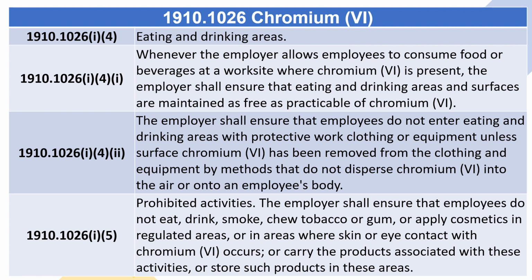1910.1026(i)(5) Prohibited activities. The employer shall ensure that employees do not eat, drink, smoke, chew tobacco or gum, or apply cosmetics in regulated areas, or in areas where skin or eye contact with chromium (VI) occurs, or carry the products associated with these activities, or store such products in these areas.